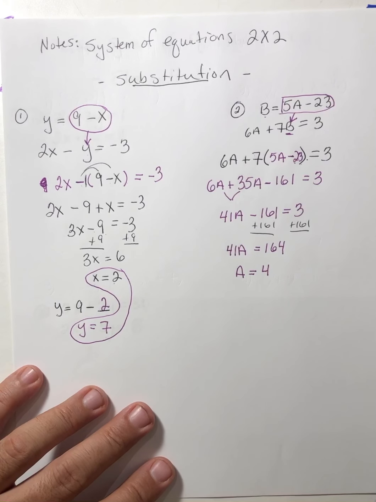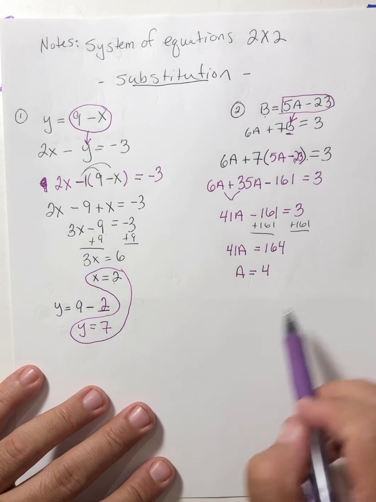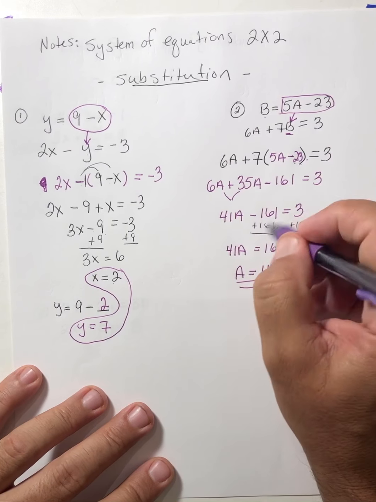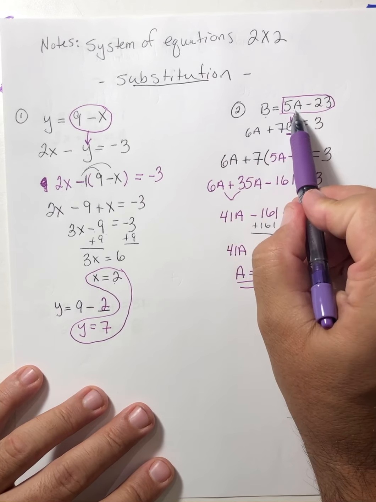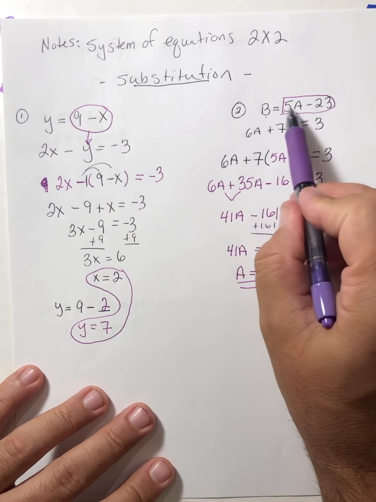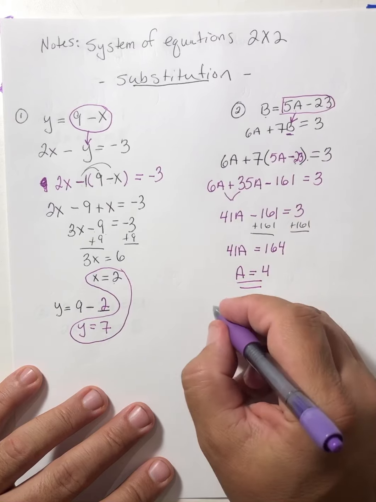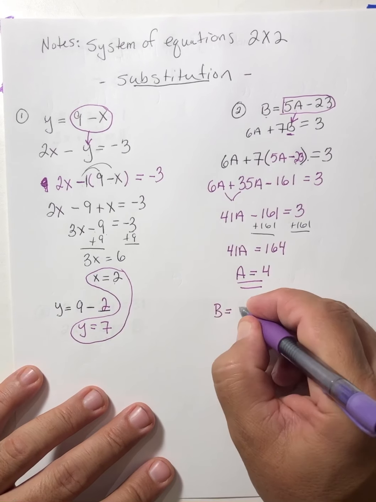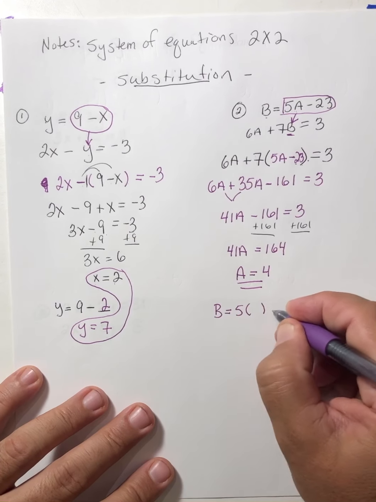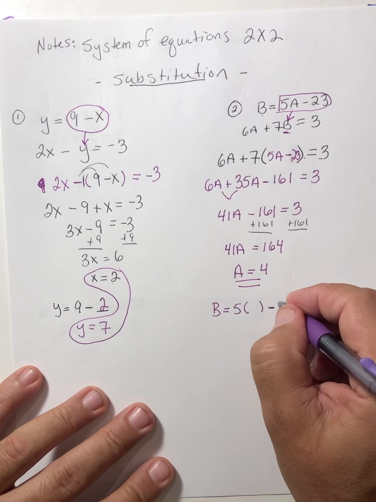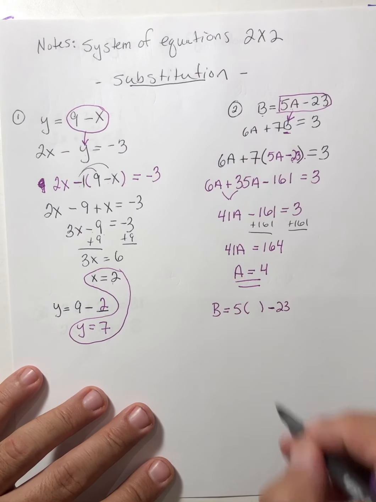Okay. Again, we did the hard stuff. We know a equals 4, so all I have to do is take this. I'm going to use this equation up top. A lot easier to use this one up here. 5 times 4 minus 23. You could do that right in your head. So b is equal to 5 times what our a value was, minus 23. And our a value was a 4.